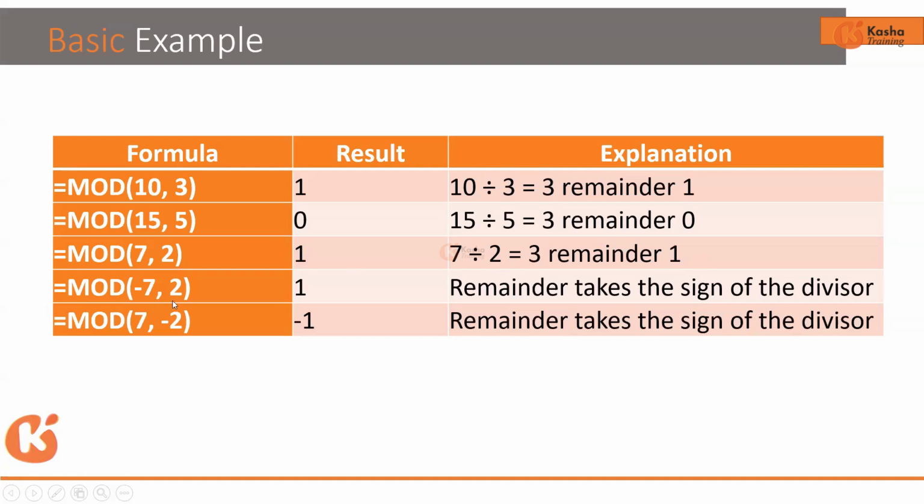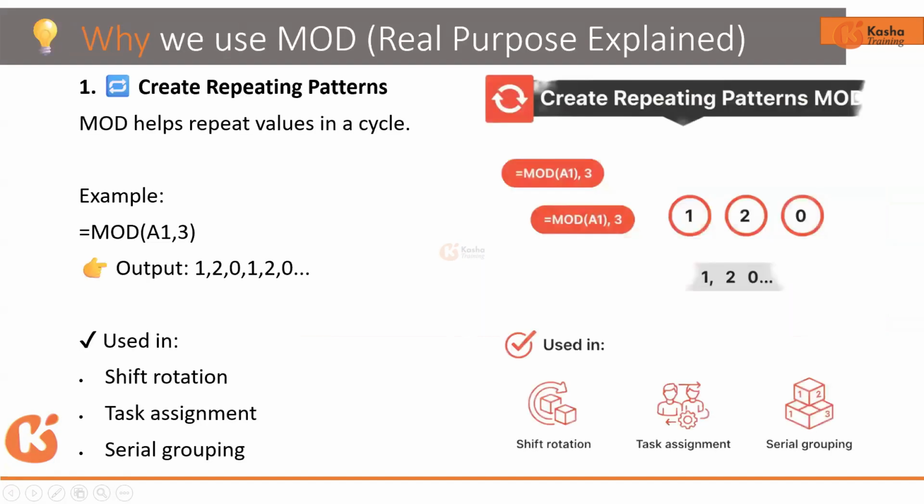Now minus 7 divided by 2. If you take it, this result is coming as 1. And 7 divided by minus 2, then it is coming as minus 1. So this is your mod function.